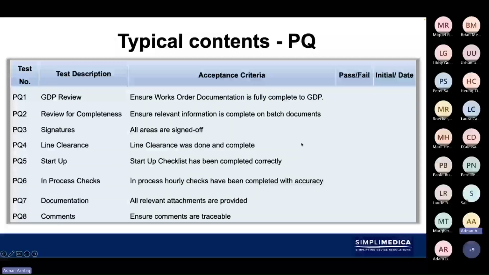So some of the things that we'll be looking at, typical contents of a performance qualification. There's obviously good documentation practice that must be followed. We have to review for completeness, ensuring that from batch to batch, there's documentation that has been following good documentation practice, signatures, line clearance, startup checklists, in-process checks, other documentation that might be needed that's also attached, comments that are traceable. So these are typical audit trail type of checkpoints that we look for in a typical pass-fail type of format.